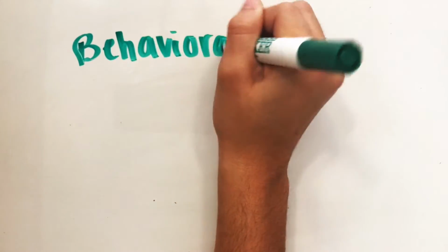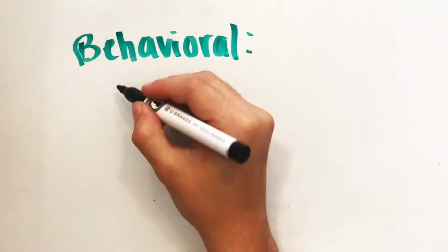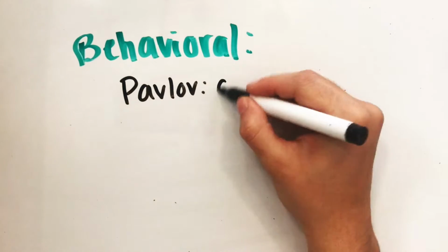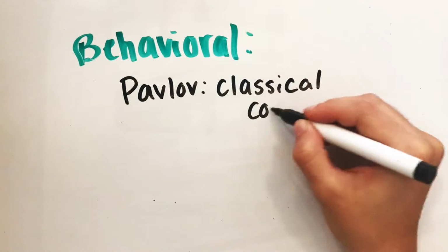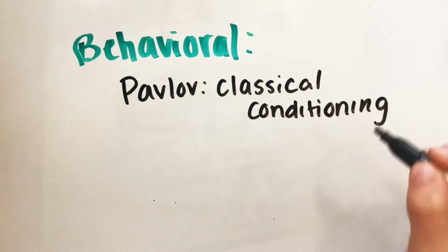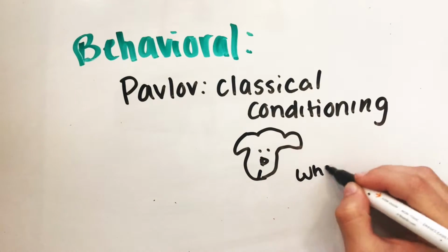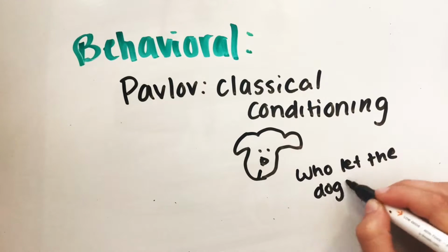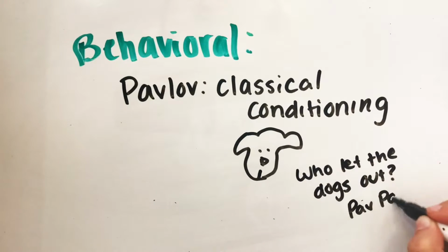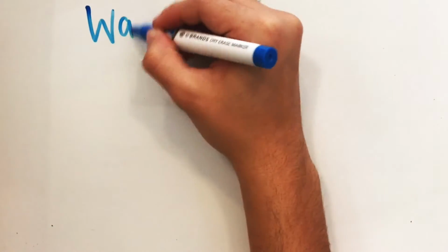The next perspective that we have is the behavioral perspective. This perspective was created by Pavlov with his classical conditioning. We learn that all behavior is taught through Pavlov's dogs. Pavlov's dogs were classically conditioned to salivate to the sound of Pavlov's bell.